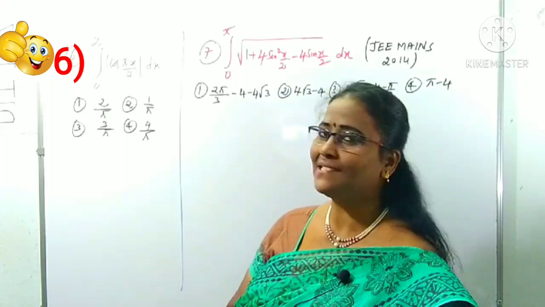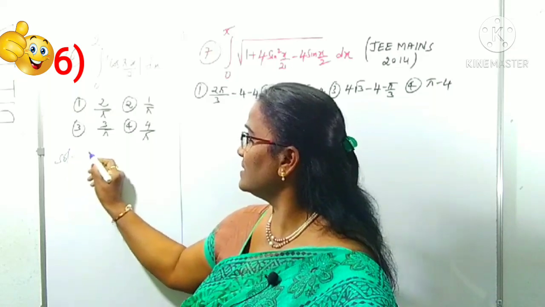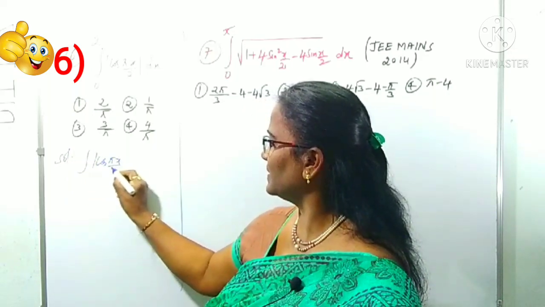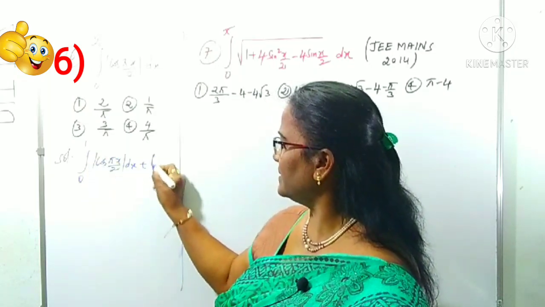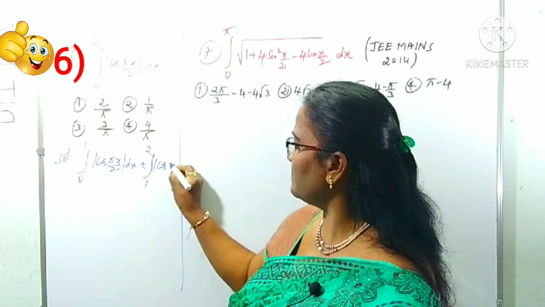Now we can split it as two functions. The first function is the integral of mod of cos pi x by 2 between the limits 0 to 1, right? Plus, 1 to 2 now, mod of cos pi x by 2.